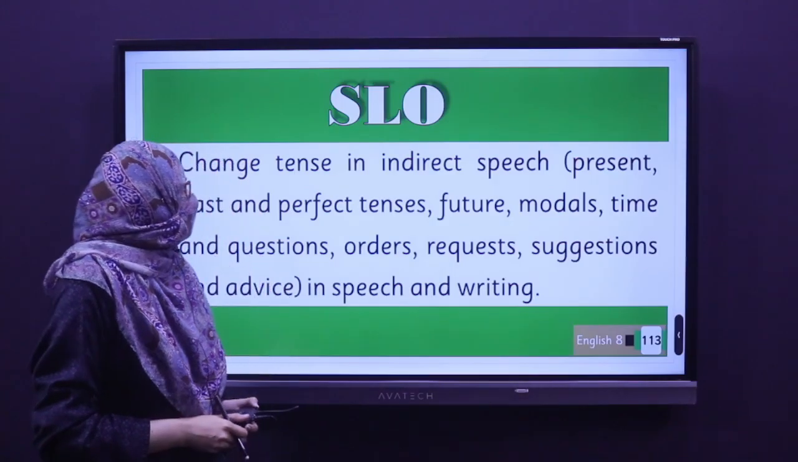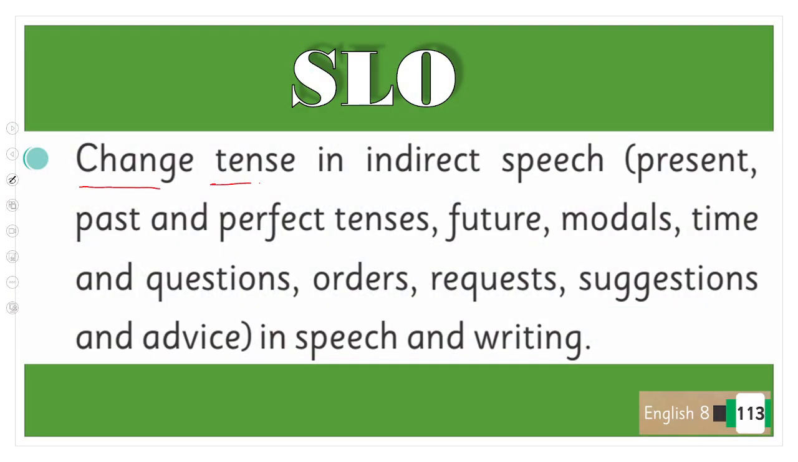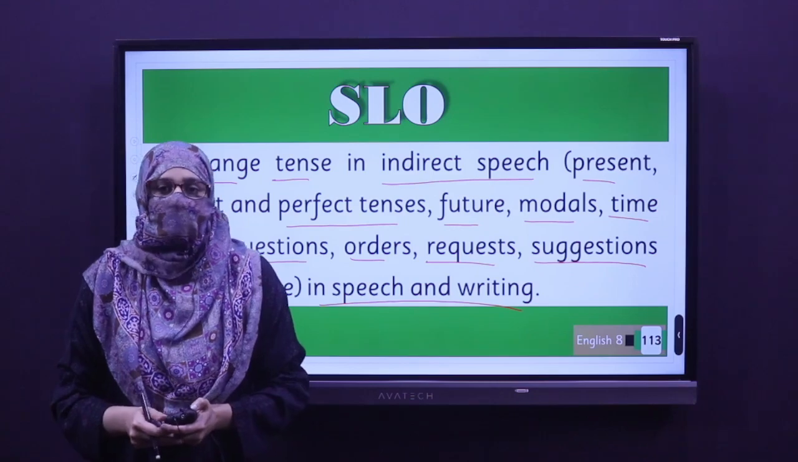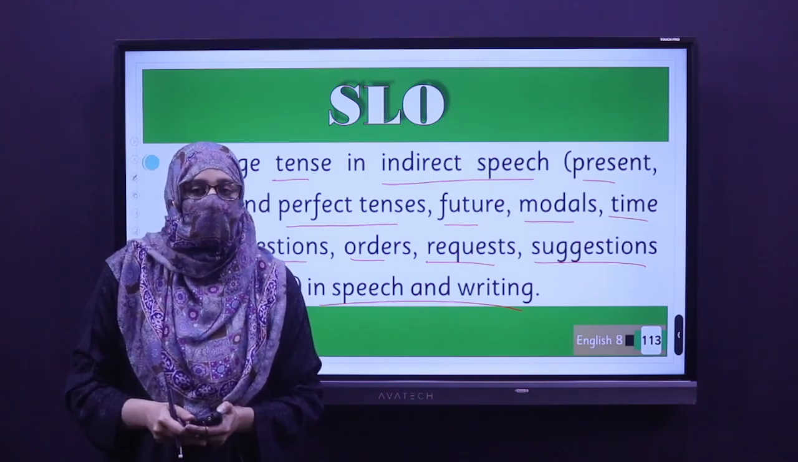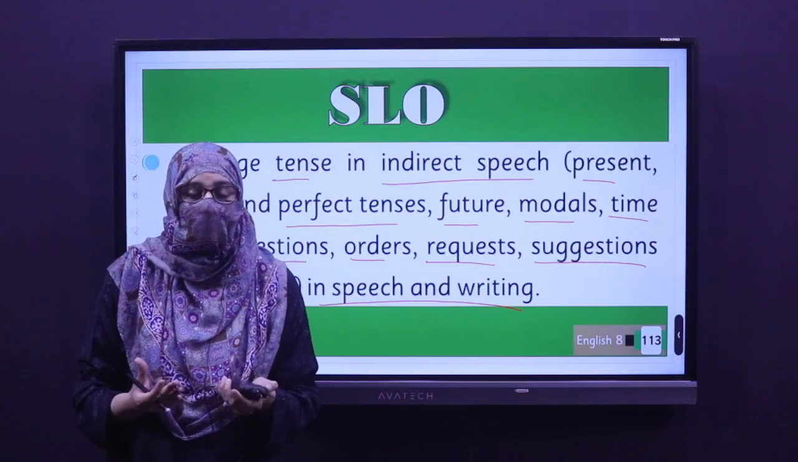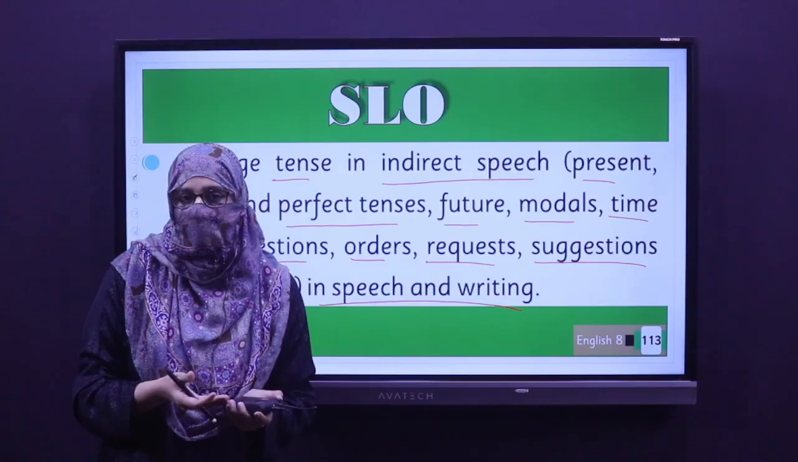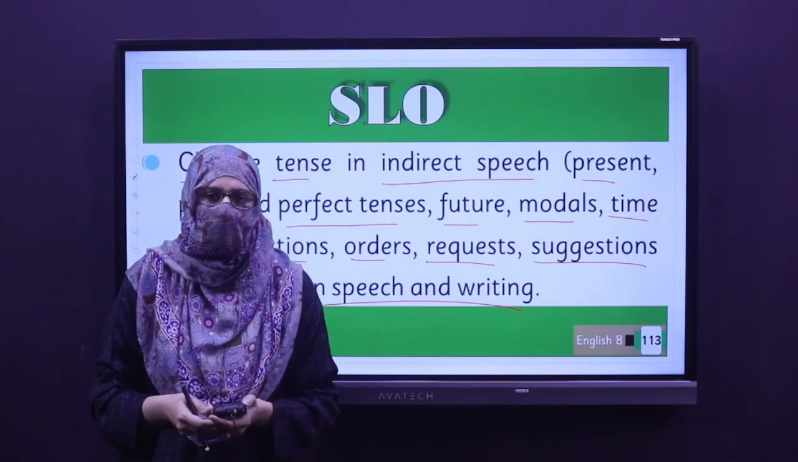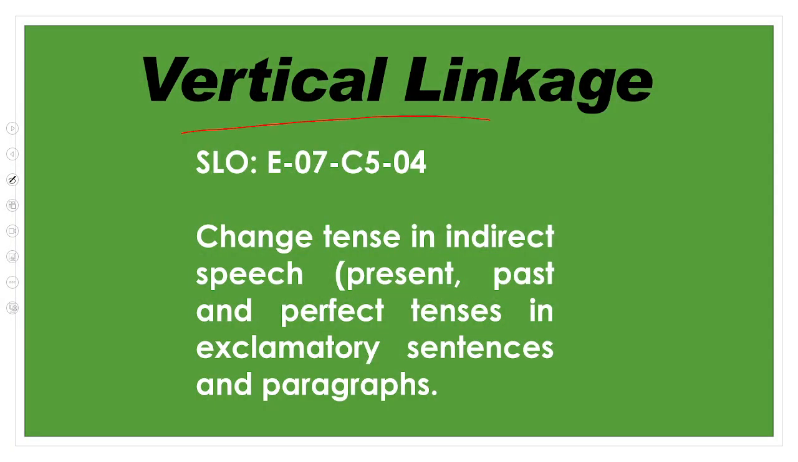Let's have a look at the SLO. Change tense in indirect speech, present, past and perfect tenses, future, modals, time and questions, orders, requests, suggestions and advice in speech and writing. So, what does this SLO tell us? It tells us that we are going to learn about the change in narration in different types of sentences, whether it be past, present or future, or modals or time or suggestions, whatever. This is the vertical linkage.